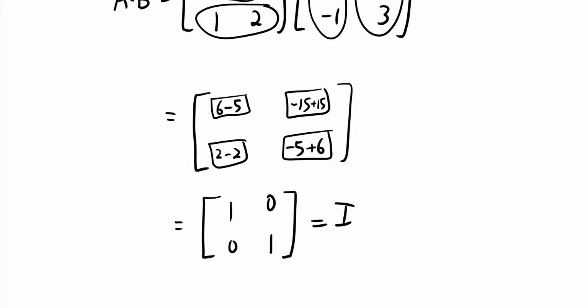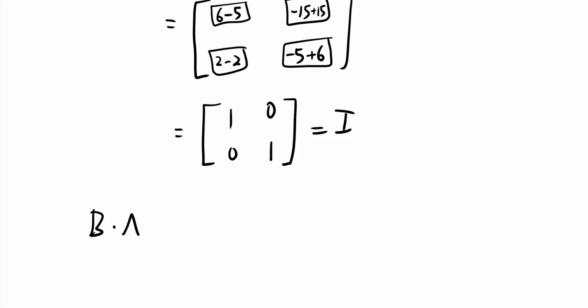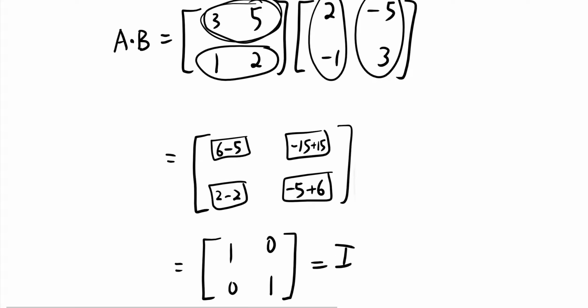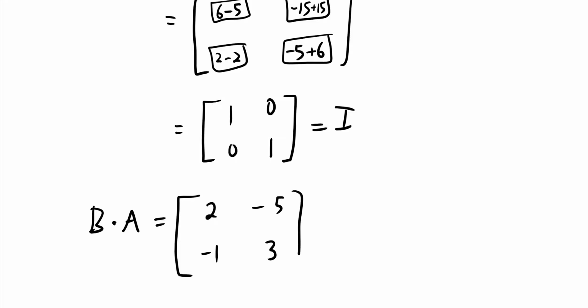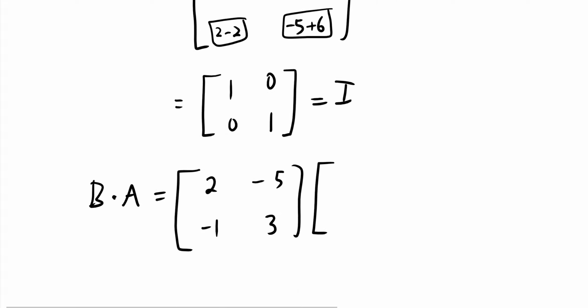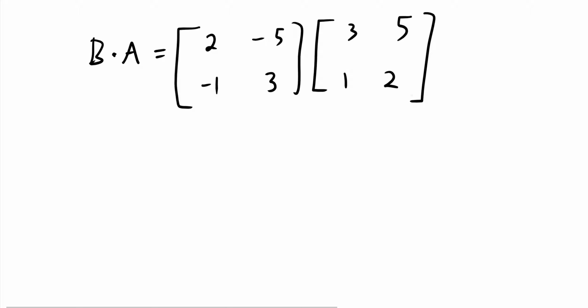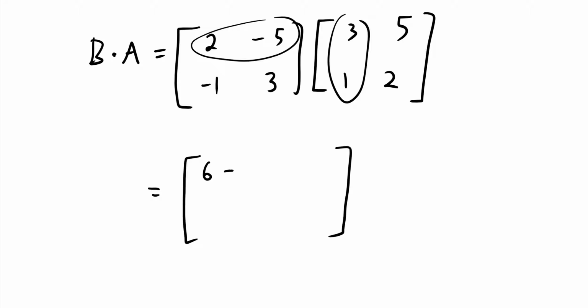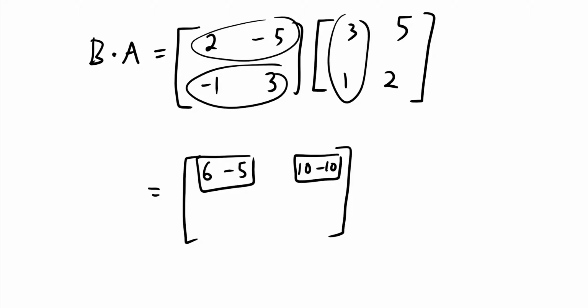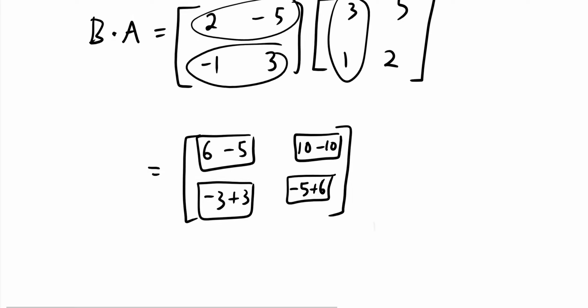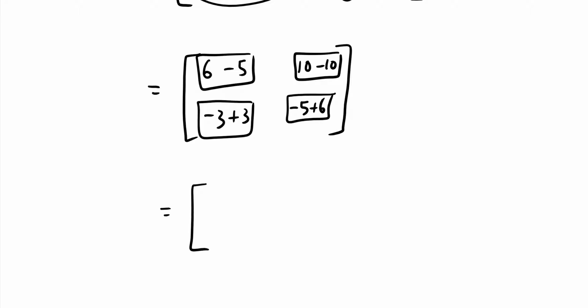Now let me multiply backwards, B times A: matrix B, 2 negative 5 negative 1 3, times matrix A, 3 5 1 2. I'm going to multiply it the same way, row by column. 2 times 3 is 6, minus 5. 10 minus 10. Next row by the first column: negative 1 by 3 is negative 3, and 3 by 1 is 3. Now the last row by the last column: negative 5 plus 6. If we combine them, 6 minus 5 is 1. This is 0, this is 0, and this is 1. It also gives me the identity matrix.